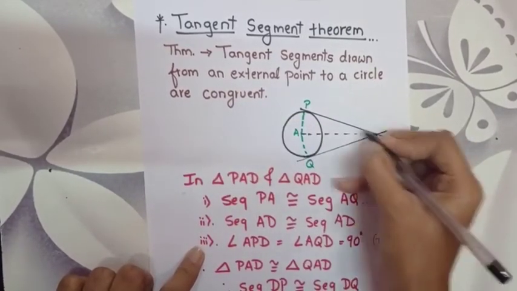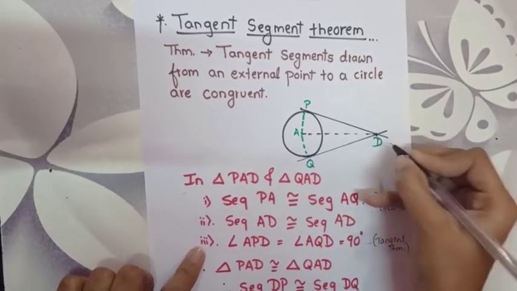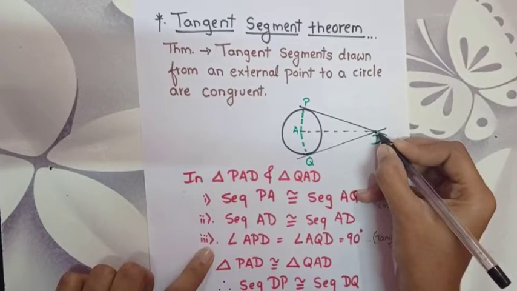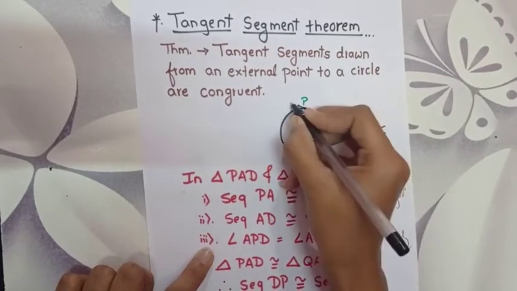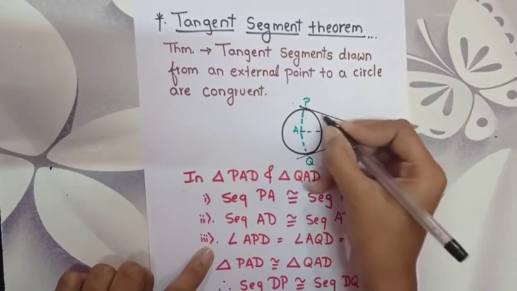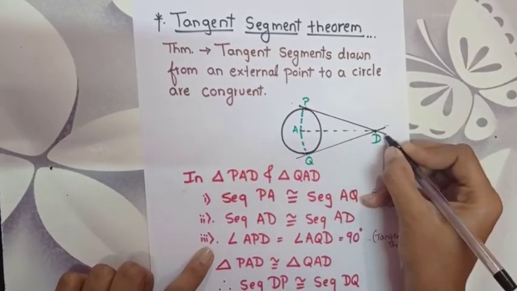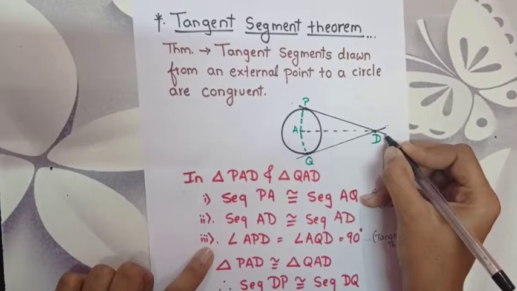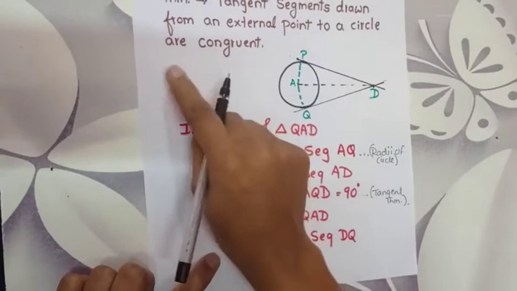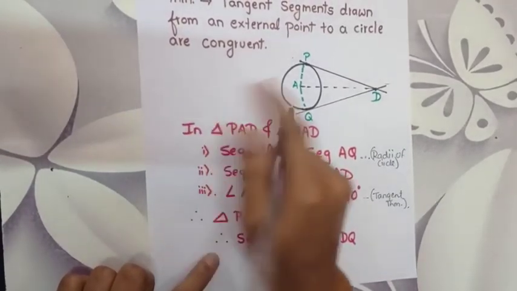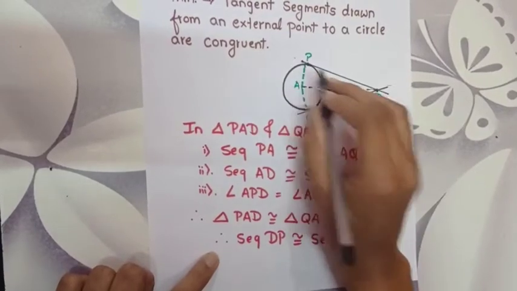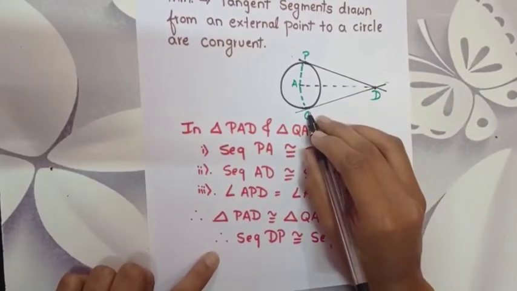That is, consider D as an external point, and the tangent segments drawn from this point to the circle, touching it at points P and Q on the circle, will be equal in length. Now, for explaining the theorem, we have to write the given and what to prove. We have to prove that segment DP is congruent to segment DQ.